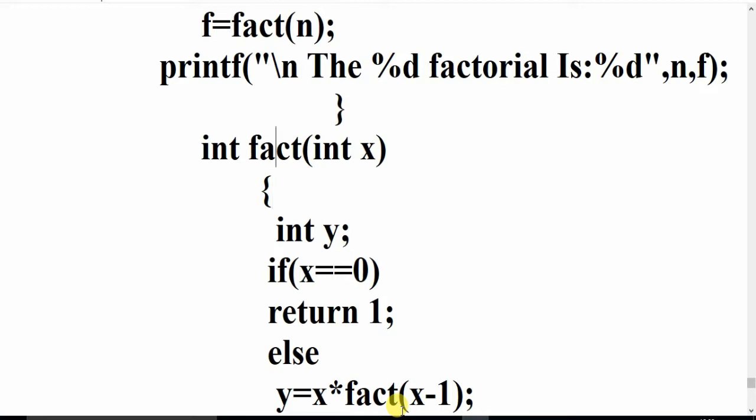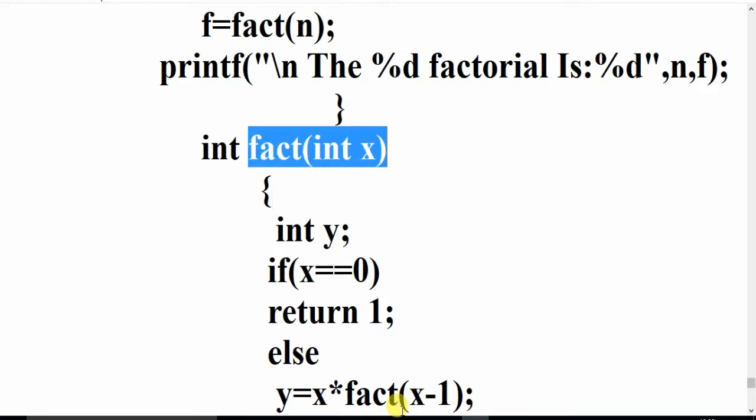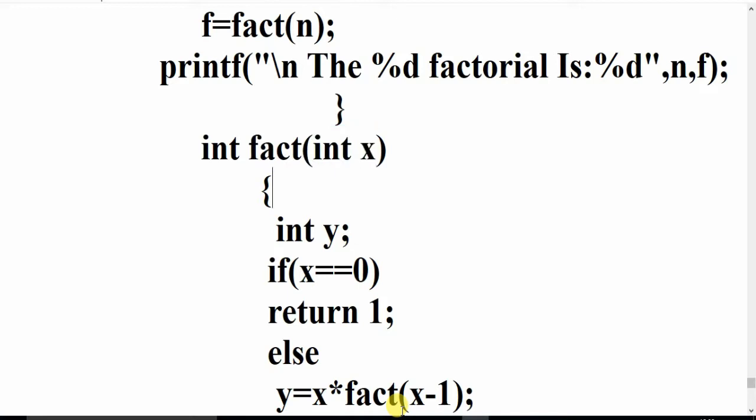Fact of 4 is nothing but again calling the function, fact of 4. The value 4 is copied into x. What is x now? 4. Again, what is the x value? 4. Condition false. Again else. What is the x value? 4 into fact of x minus 1. 4 minus 1 is nothing but 3. Again, what is the x value here? 3. Again check it. Condition false. Again else. What is else here? 3 into fact of 2.